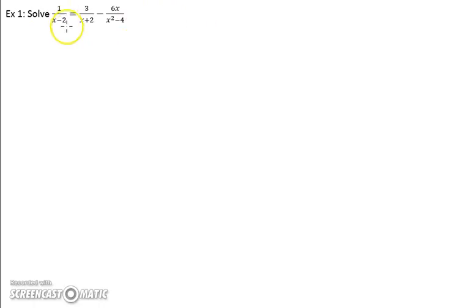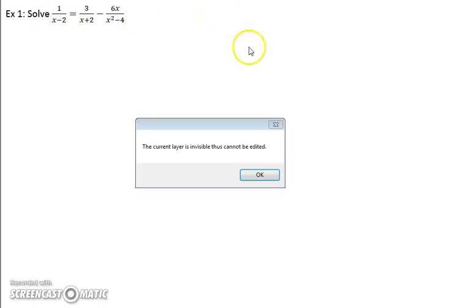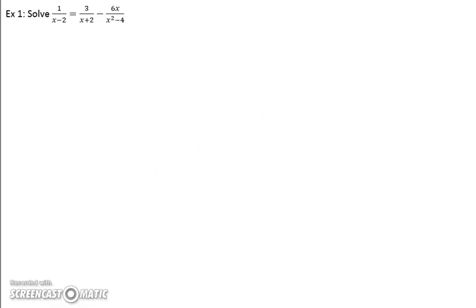So the first thing we want to do is look at the factors of each denominator. So we have an x minus 2, we have an x plus 2, and if we factor x squared minus 4, we're going to get an x minus 2 and an x plus 2. So really the only factors we have are x minus 2 and x plus 2. So what we want to do in this problem is multiply all 3 of these terms by both x minus 2 and x plus 2.